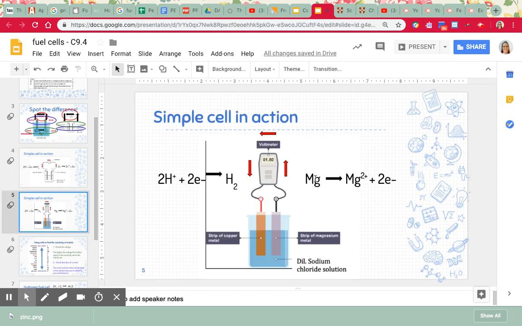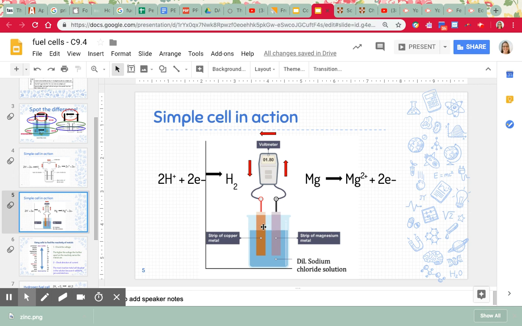Let's go back to here. Say I now replaced the magnesium metal strip. I kept everything else the same, but I replaced the magnesium with zinc. Because magnesium is higher in the reactivity series than zinc, what we would find is that when we had magnesium, the voltage would be higher because the difference in reactivity between our two bits of metal is greater. In other words, they're farther apart on the reactivity series.